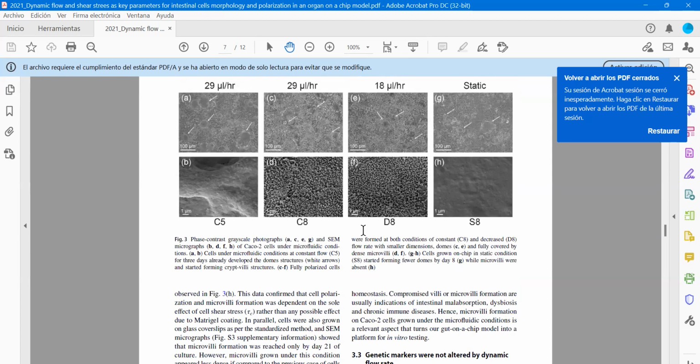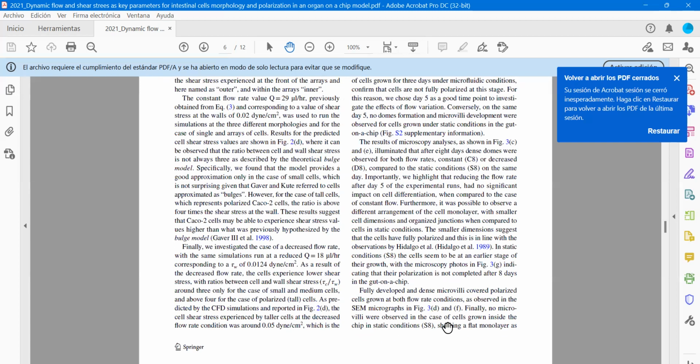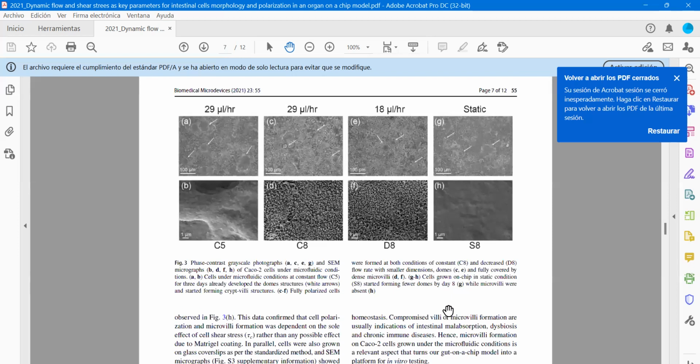And they also used Matrigel in order to represent this extracellular matrix, and they discovered that in the static culture, the microvilli were not observed. That's why they conclude that this microvilli architecture is enhanced by the flow rate. So it doesn't depend on the Matrigel extracellular matrix.